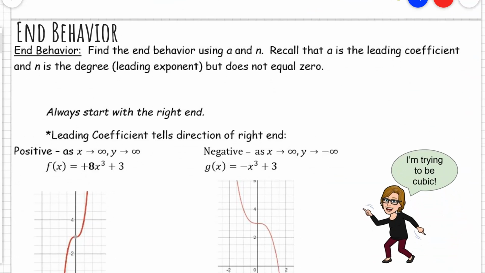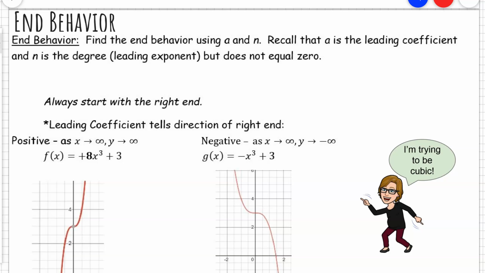Let's talk about some end behavior. When we have end behavior, define the end behavior using a and n. Recall that a is the leading coefficient, n is the degree, the leading exponent, but does not equal 0. Let's just use this cubic function, y equals ax to the third plus b. When it says a, that's going to be our leading coefficient, and we're also looking at n, the exponent up here, and a is your leading coefficient.